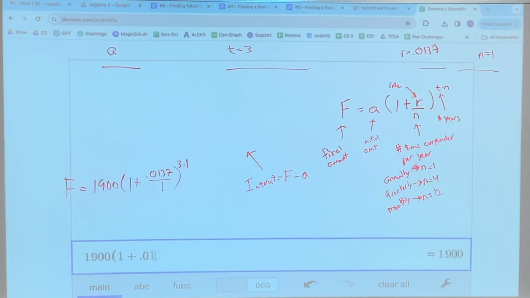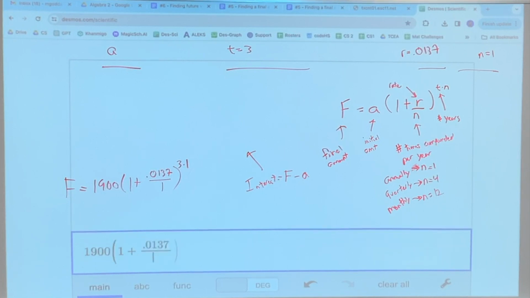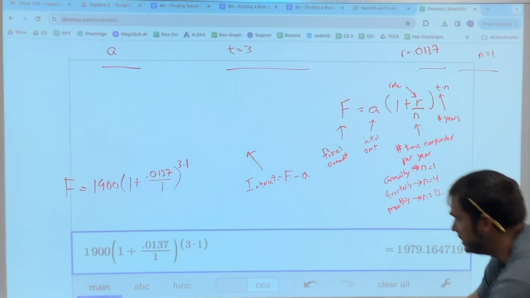So we've got 1,900 times 1 plus 0.0137. Now I do the divide by 1 just because I want to keep Desmos the same, I guess. Raised to the power of 3 times 1. I mean, 3 times 1 is going to be the same, but I could put 3 times 1 up there in the parentheses.